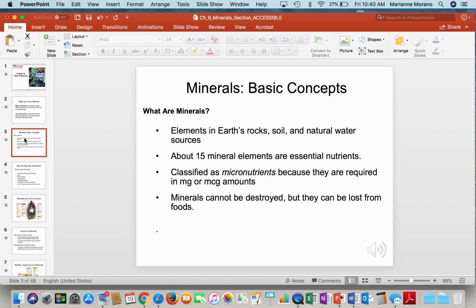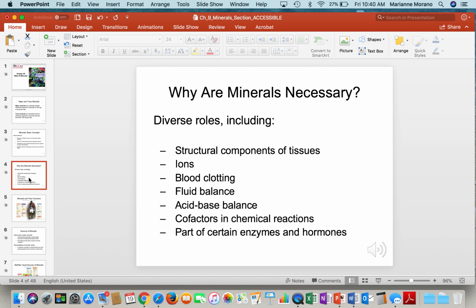So basic concept of minerals, they're elements in the rocks and soil, naturally found in water, and they are classified as micronutrients because they're required in small amounts. They can't be destroyed, but they can be lost from foods. So why are they necessary? They form the components of tissues. They're important in fluid balance, blood clotting, acid balance, and they're part of the enzymatic reactions in the body.